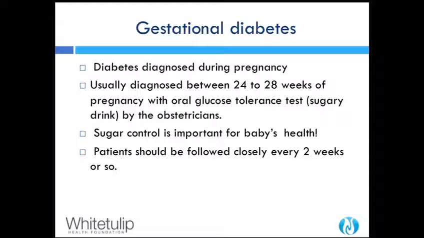Gestational diabetes is a form of diabetes diagnosed during pregnancy. It's usually diagnosed between 24 to 28 weeks of pregnancy with oral glucose tolerance tests, known as sugary drinks by the OB doctors. Sugar control is very important for the baby's health, so these patients should be followed very closely every 2 weeks or so.